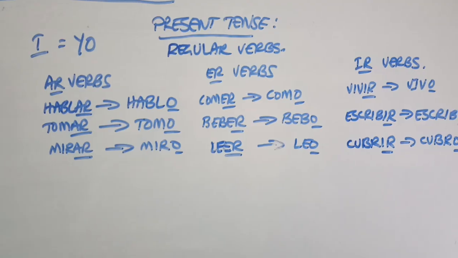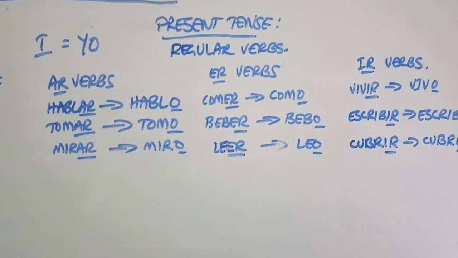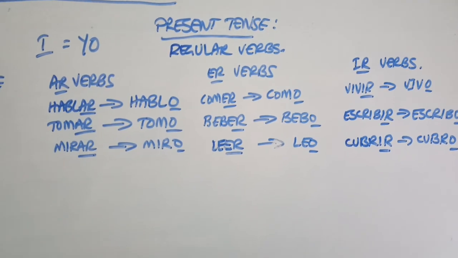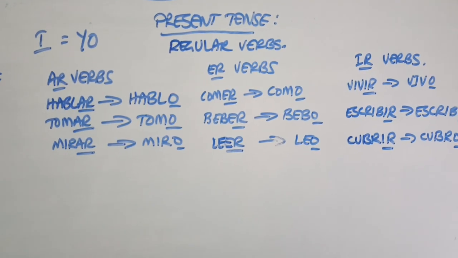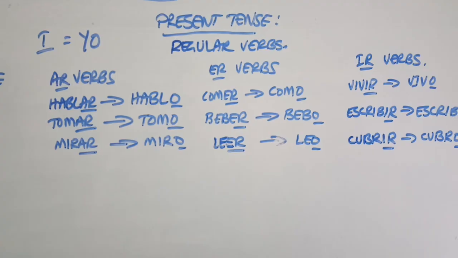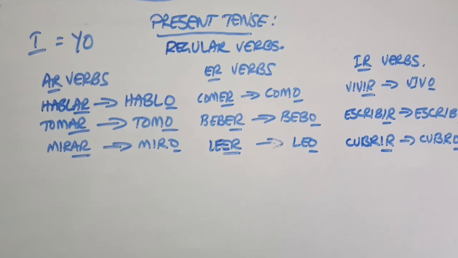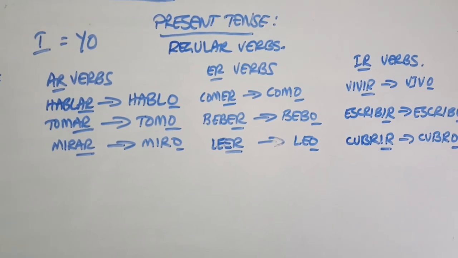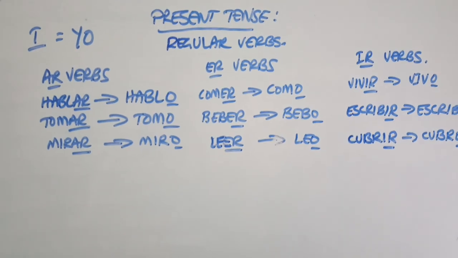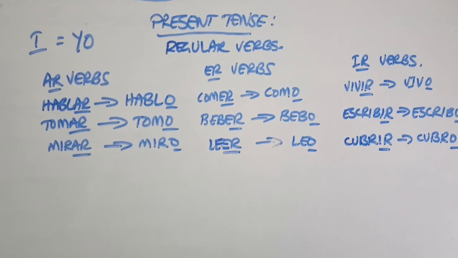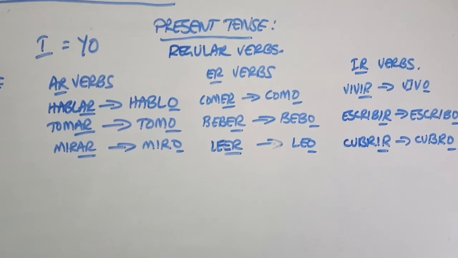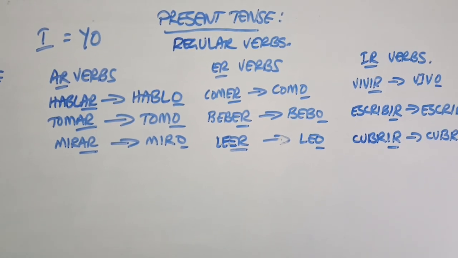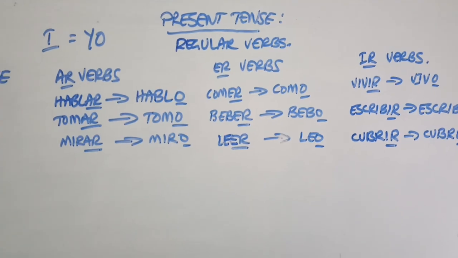Tomar means to take or to drink. So tomar will be formed by removing AR and adding the O. So yo tomo or just tomo. Mirar is to watch or to look. Yo miro. For example, hablar. Yo hablo español. I speak Spanish. Tomar. Yo tomo medicina. I take medicine. Tomar also means to drink. Yo tomo café por la mañana. I drink coffee in the morning. Mirar is to look or to watch. Yo miro la televisión. I watch television.